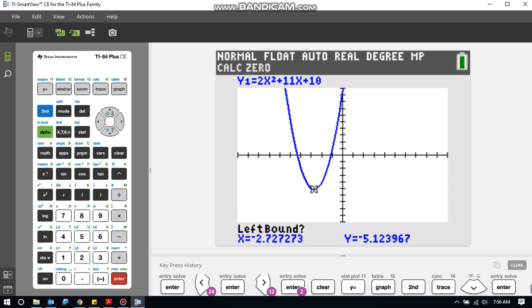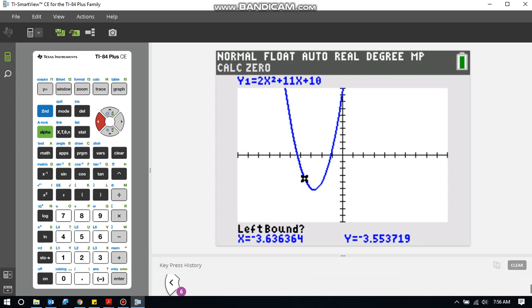It says go left bound, so we're going to do this one first. I'm going to go left. Okay, that is far enough left. Remember, we're not going up and down, we're going left and right. I know it looks like it is going up and down, but it is really going left and right. That's what we have to think about: going left and right along this line.